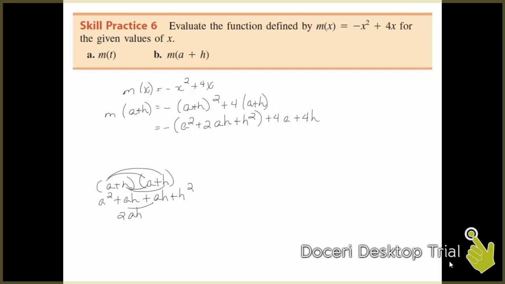All right, then this is going to be negative a squared minus 2ah minus h squared plus 4a plus 4h. And there's actually nothing there that we can add or subtract. So our final answer, excuse my coughing, is all of that. There's nothing I can combine to make it any simpler. Sad but true. That's the answer.